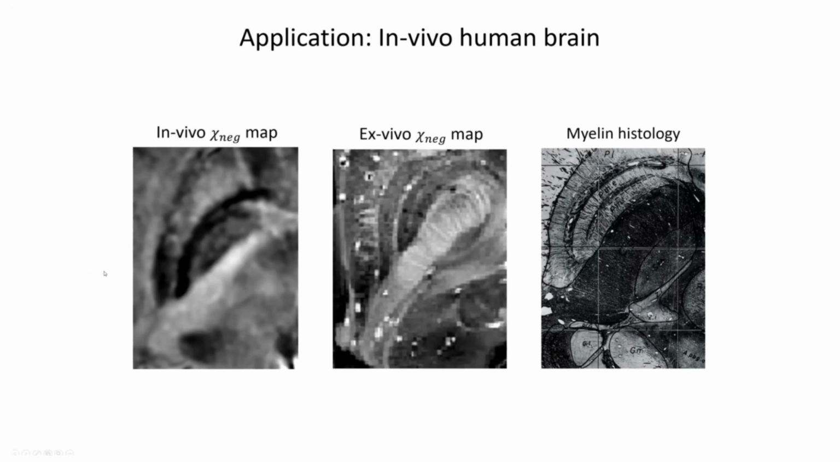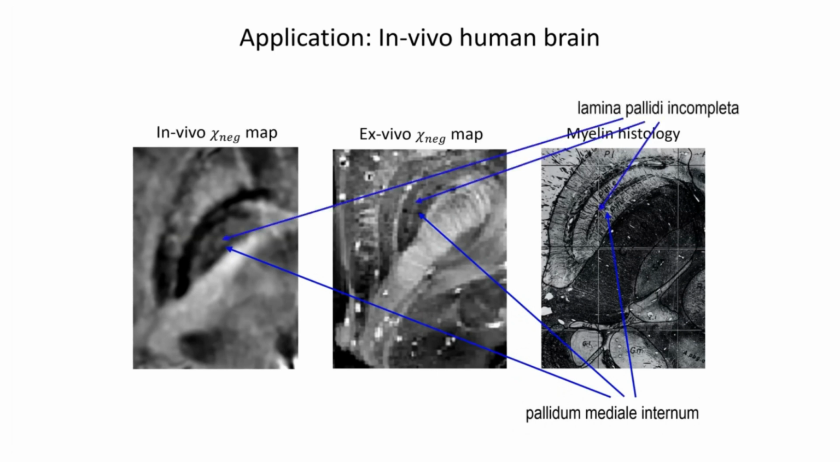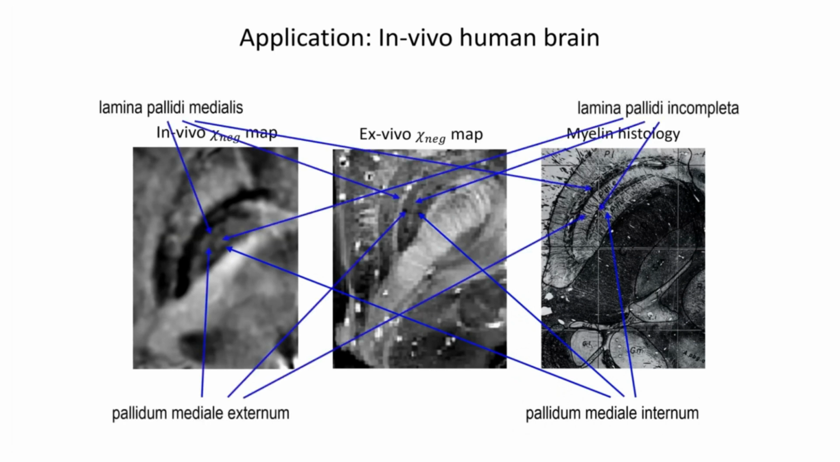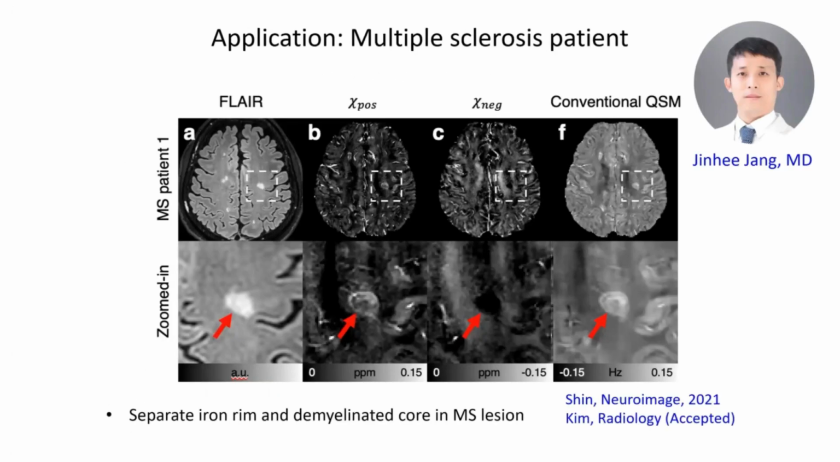What we can identify from these images is the fact that the pallidum, the globus pallidus, has laminar structures, as has been demonstrated in the histology. We can have multiple layers well identified not only in the ex vivo map, but also in the in vivo map as well. So that was a very exciting result that I was very happy about having the tool.